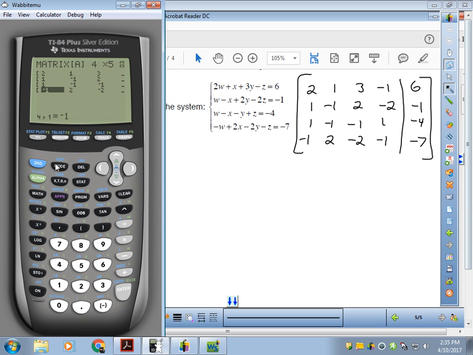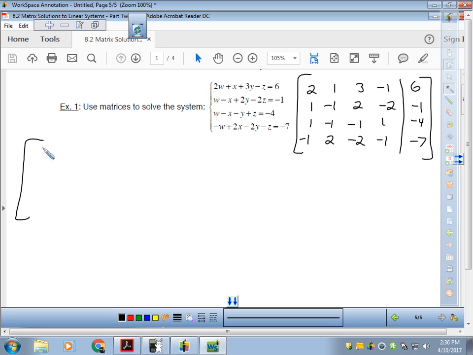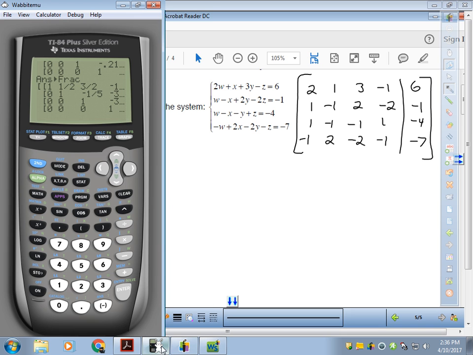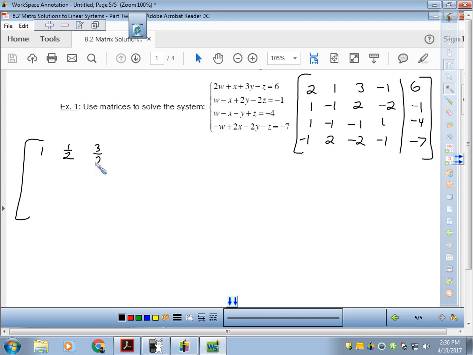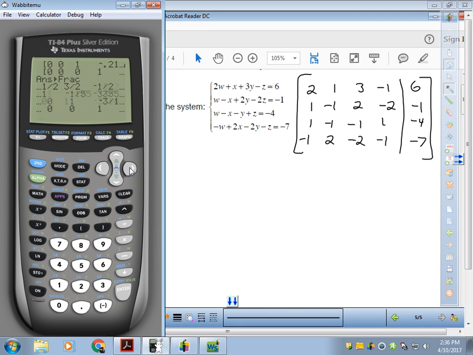Yep, mine's okay. So now that I have that, I'm going to go over to math, tell it to do row echelon form on matrix A. And again, it's going to give me some decimals. I'm going to tell it to make these back into fractions for me. So if I write down what I have: 1, 1/2, 3/2, negative 1/2, and 3.